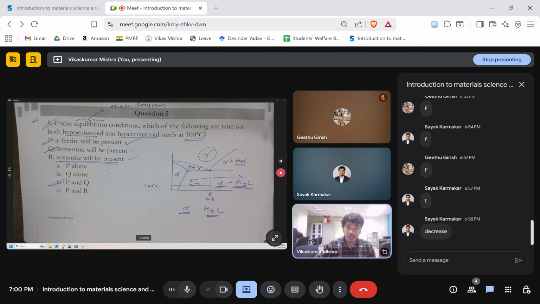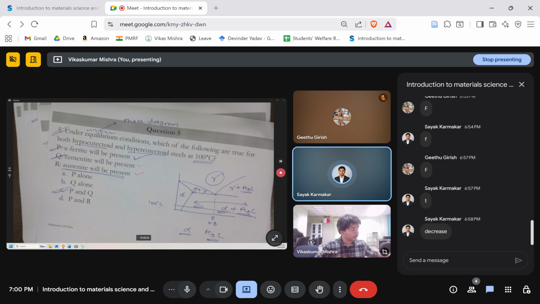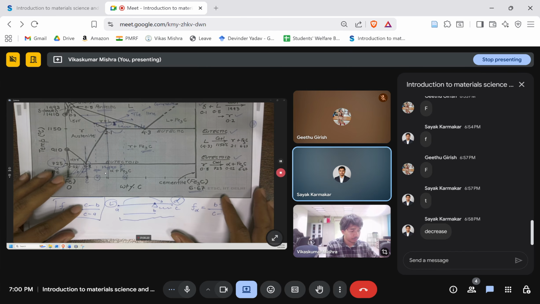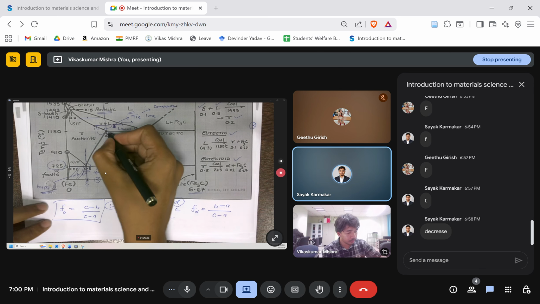Yeah, please go ahead. I have a question in the iron carbon diagram. The concentration of carbon present in the alpha phase is 0.025, but in the austenite region, the concentration of carbon is 2.1%. How does this happen, sir?